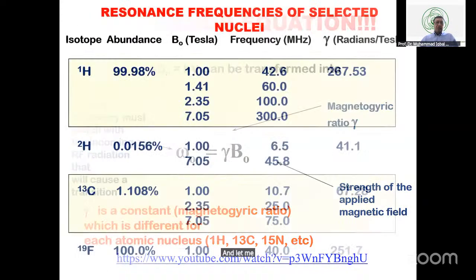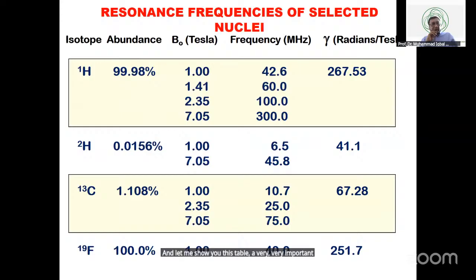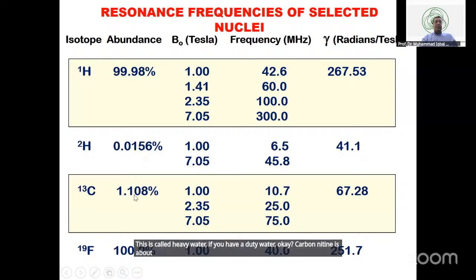And let me show you this table, a very, very important table. So this is proton, this is deuterium, this is carbon-13, this is F19, okay? Proton is 99.98% abundant. This is the dominant isotope of hydrogen. Deuterium is naturally abundant at 0.01%, very, very little. This is called heavy water if you have deuterium water, okay? Carbon-13 is about 1.1%. Fluorine is 100% abundant.